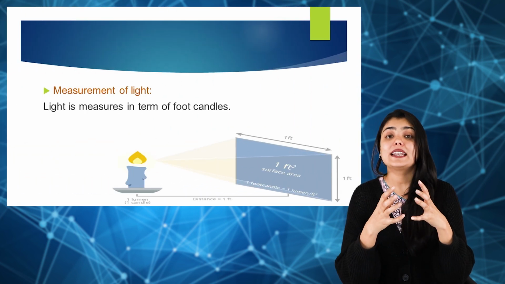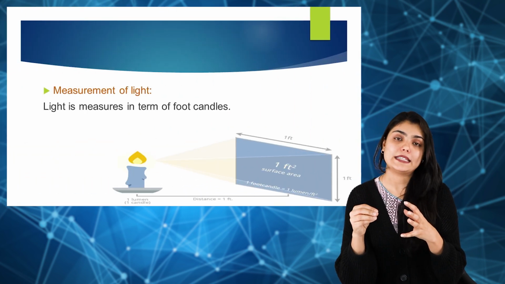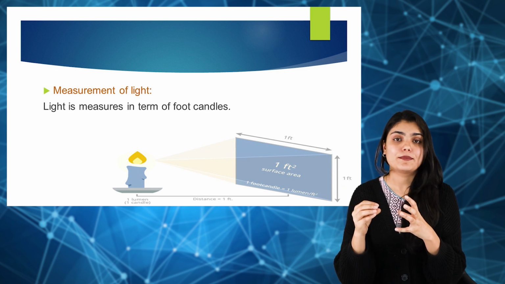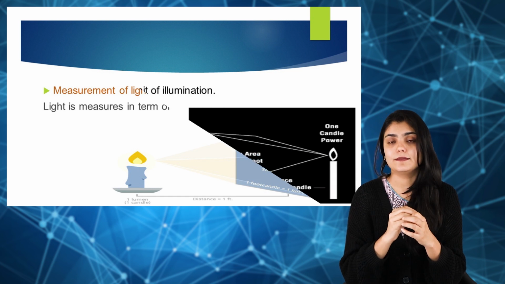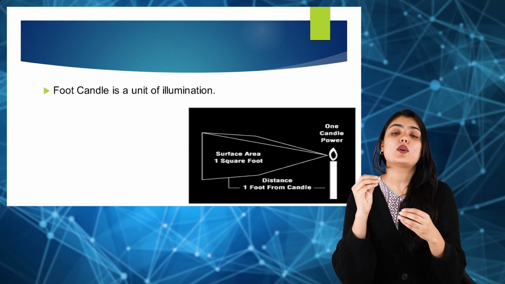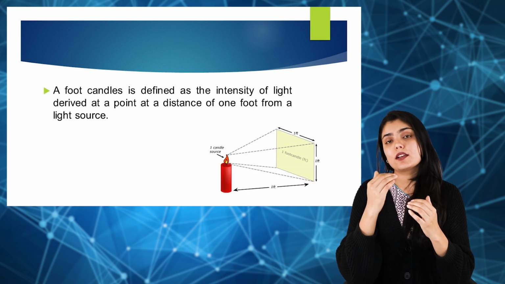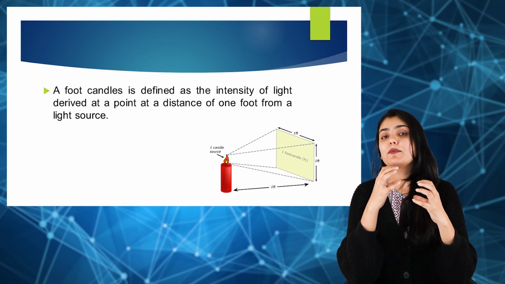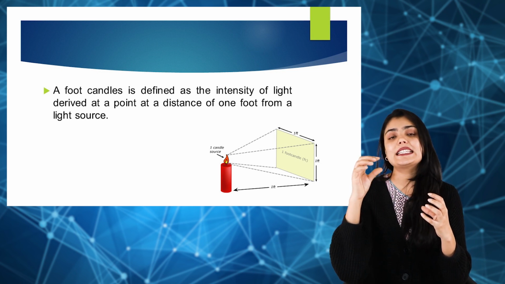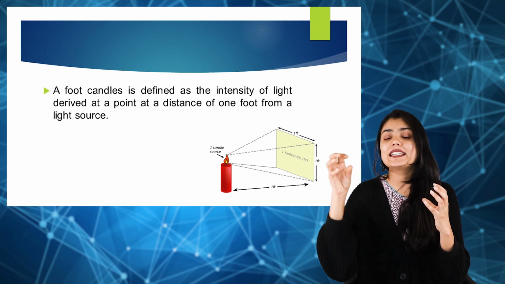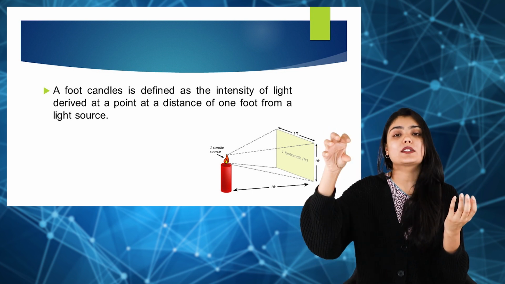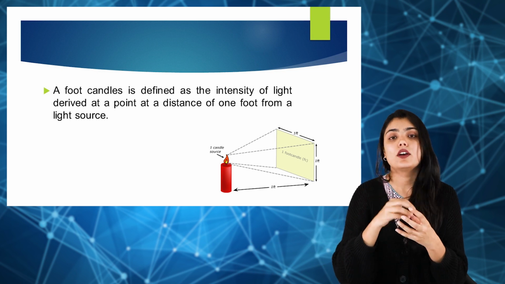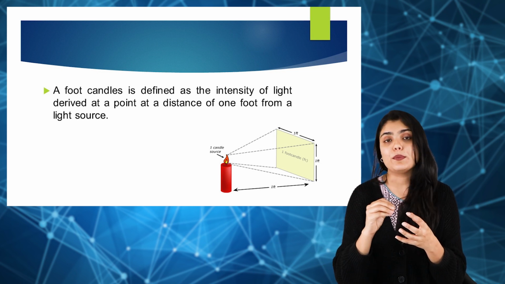Next under lighting is measurement of light. Now, how do we measure the light? Light is measured in terms of foot candle. Foot candle is the unit of illumination. What is a foot candle? A foot candle can be defined as the intensity of light at a particular point 1 foot away from the source of the light. That is called a foot candle. Foot candle is the unit of illumination.